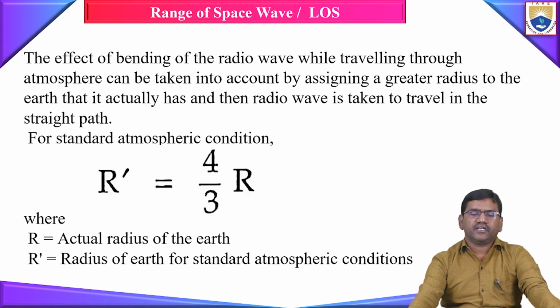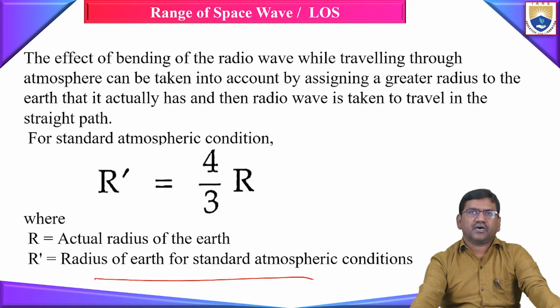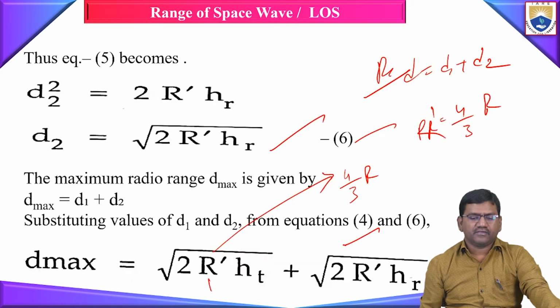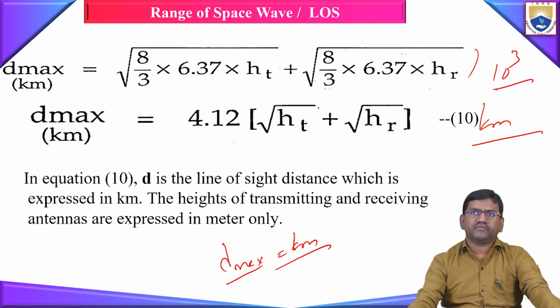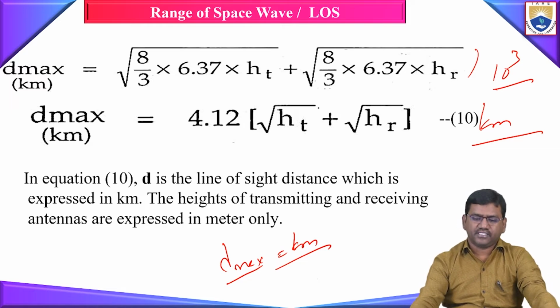Here, the effect of bending of the radio wave in the atmosphere can be taken into account by taking a greater radius for the Earth than it actually has, and then the radio wave is taken to travel in a straight path. So, for standard atmospheric conditions, the effective radius of the Earth is given by R dash is equal to 4 by 3 into R. So, the range is given by, as we have seen in the derivation, 4.12 into root of HT plus root of HR.